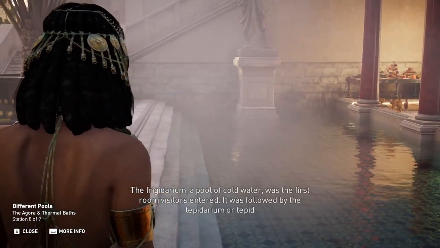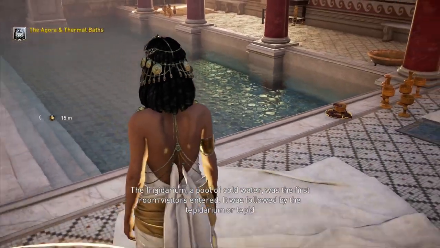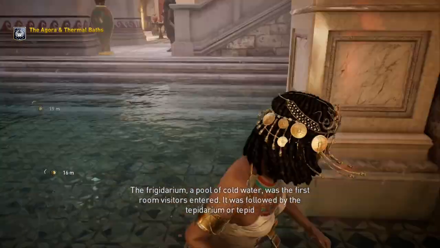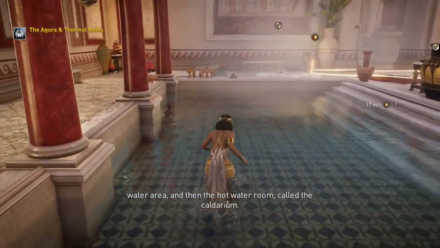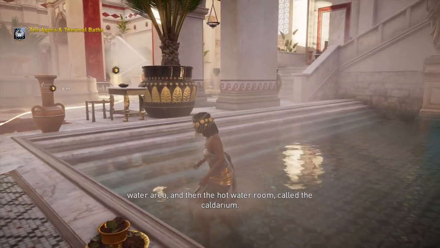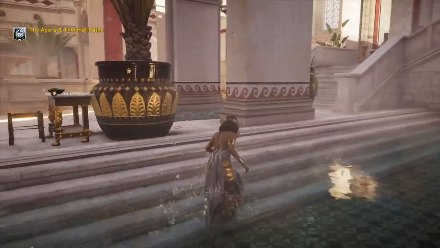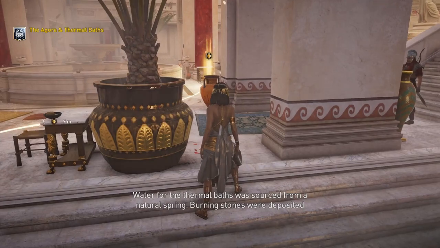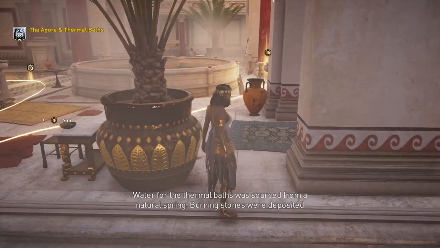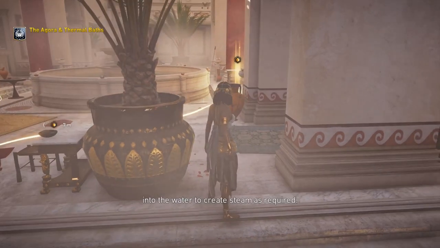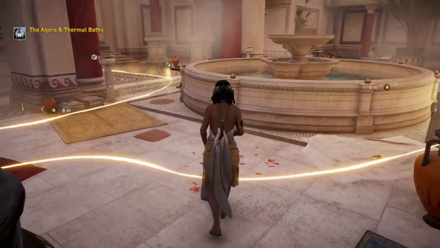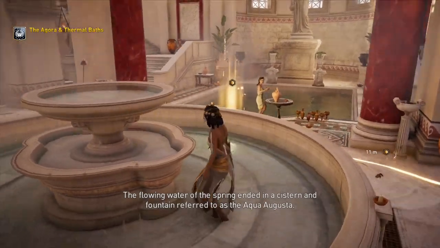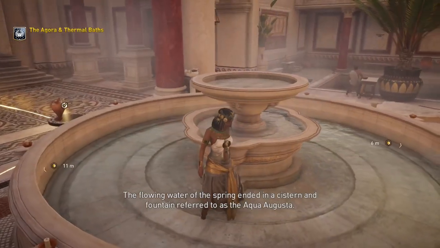The Frigidarium, a pool of cold water, was the first room visitors entered. It was followed by the Tepidarium, or tepid water area, and then the hot water room, called the Caldarium. Water for the thermal baths was sourced from a natural spring. Burning stones were deposited into the water to create steam as required. The flowing water of the spring ended in a cistern and fountain referred to as the Aqua Augusta.